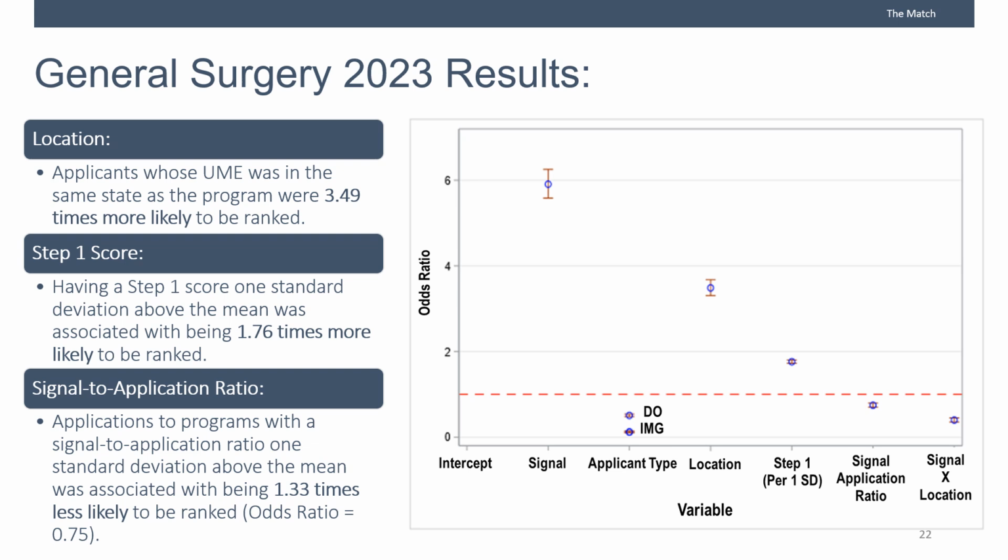For location, applicants whose UME was in the same state as the program were 3.49 times more likely to be ranked. For step 1 score, having a step 1 score 1 standard deviation above the mean was associated with 1.76 times more likely to be ranked. And for that signal to application ratio, applications to programs with a signal to application ratio 1 standard deviation above the mean were associated with 1.33 times less likely of being ranked.